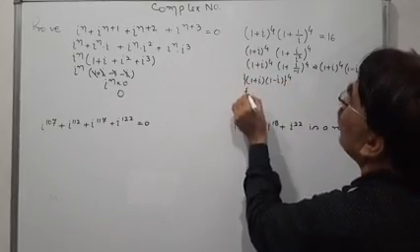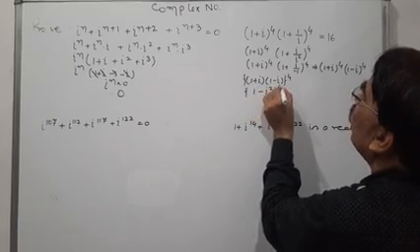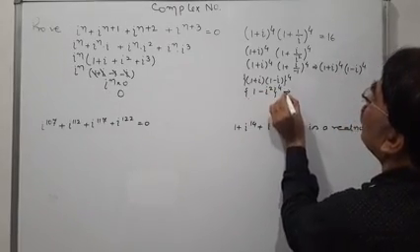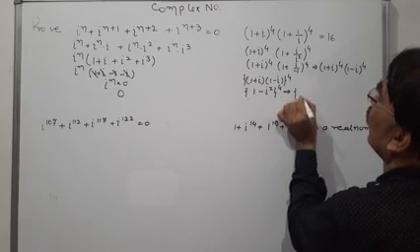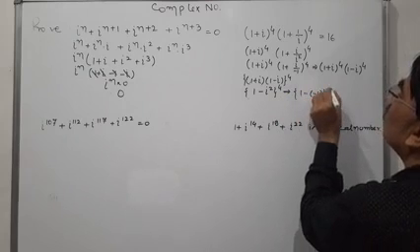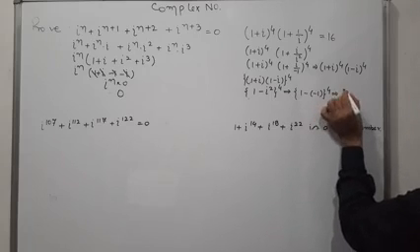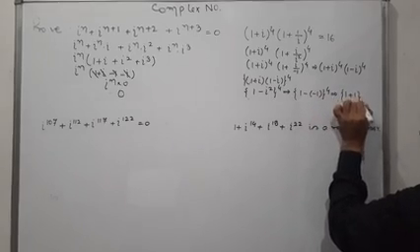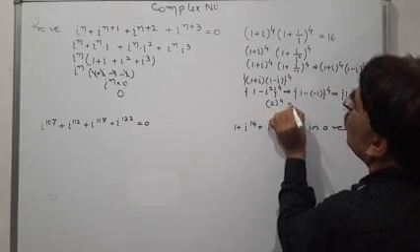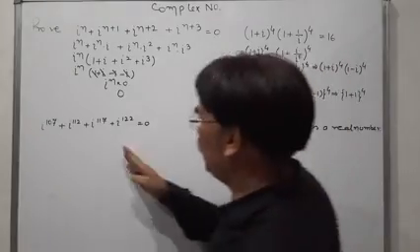And here (a plus b)(a minus b), then we can write (1 minus i square) to the whole power 4. And we know that 1 minus i square means (1 plus 1) to the power 4, so 2 to the power 4 is equal to 16. See. Now let's see this question.